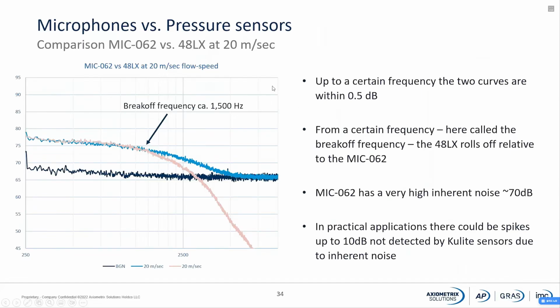So what we can see here is that they are within 0.5 decibel up to a certain level, and then the sensing element size is kicking in, and therefore it is rolling off. But then the inherent noise from the pressure sensor is actually going to kill the pressure sensor pretty quickly after here. So in reality, you can easily have a signal or a tone of 10 decibel that is not detected by the Q-Lite sensor because of this inherent noise.